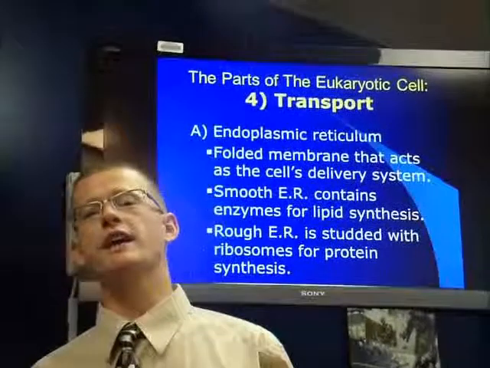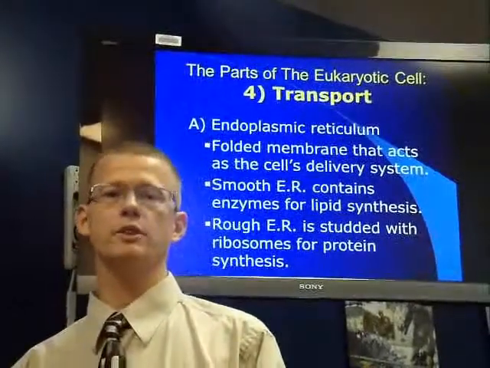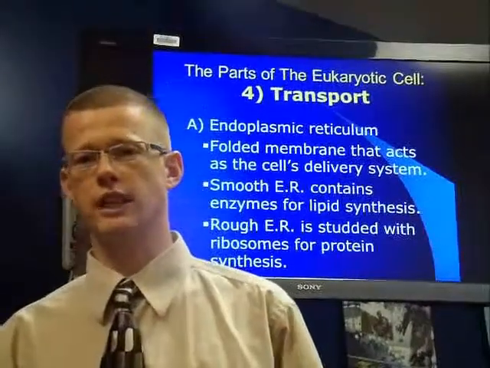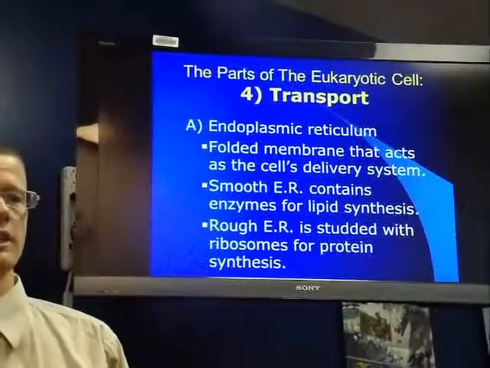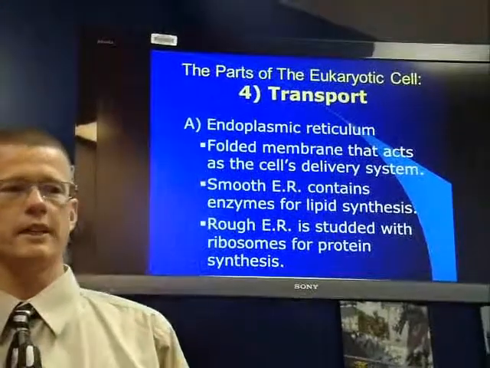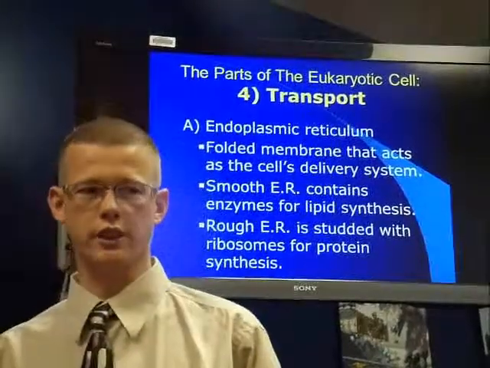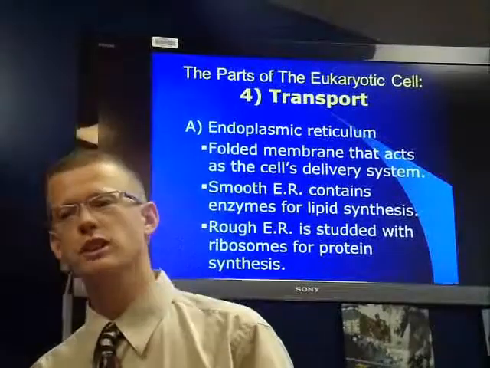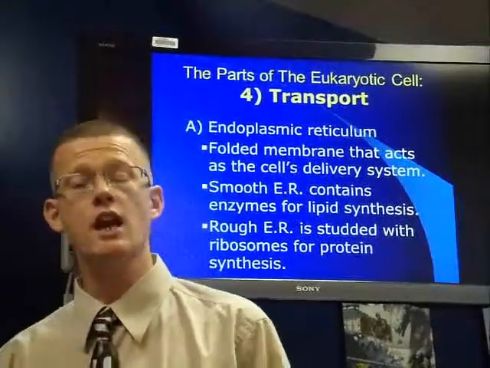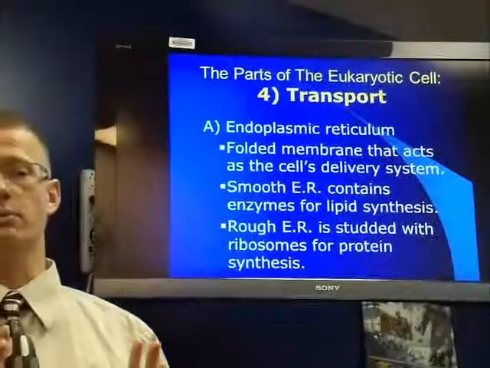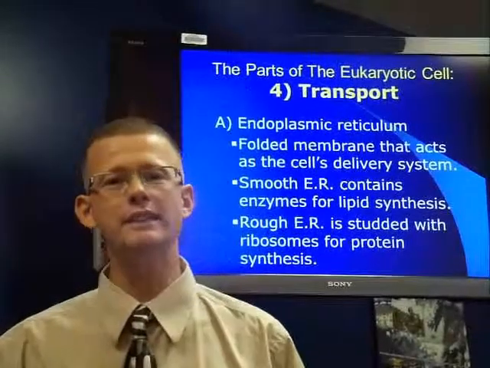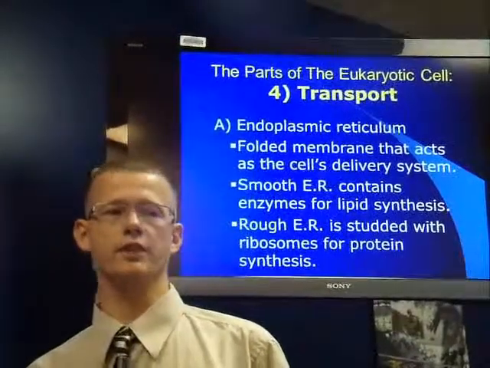Now, within the cell, we do have to have a transportation system. We need to be able to get things from one part of the cell to the other part of the cell. Okay? The endoplasmic reticulum, then, is the first part of the transportation system. It's kind of like a folded membrane, and it really just is a delivery system, like I said. Now, there's two parts to the endoplasmic reticulum. There's the smooth and the rough. Many times it would be called the smooth ER and the rough ER.